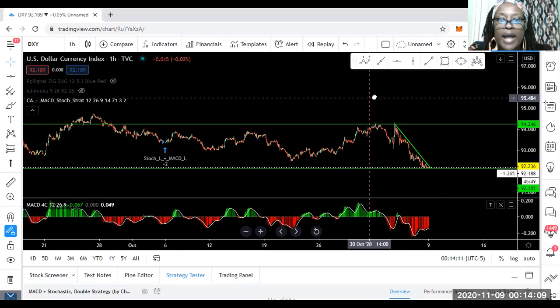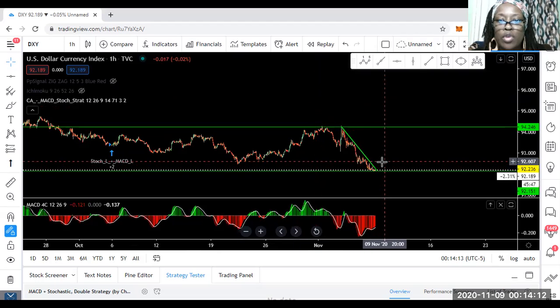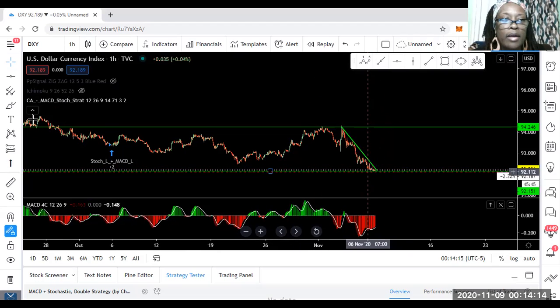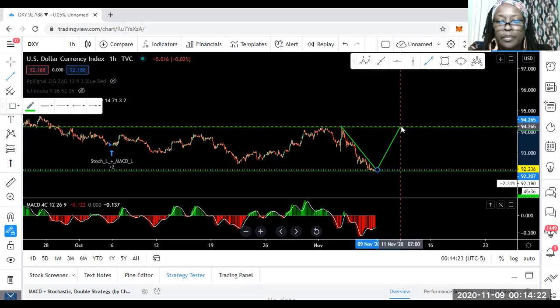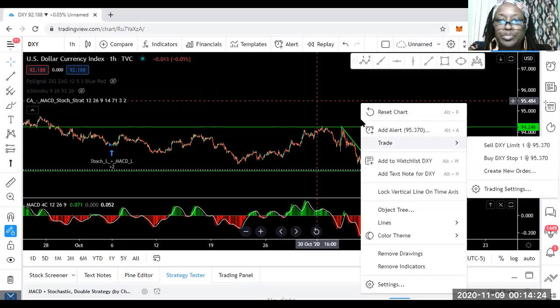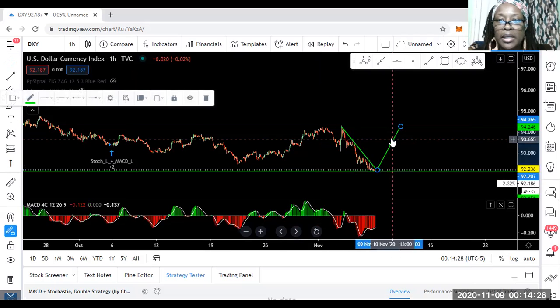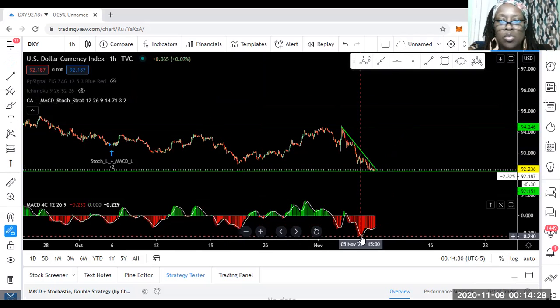So I'm looking for price to reverse at around this area here and rally back up. Rally back up to where? To this point right there. That's what I'm looking at on the DXY.